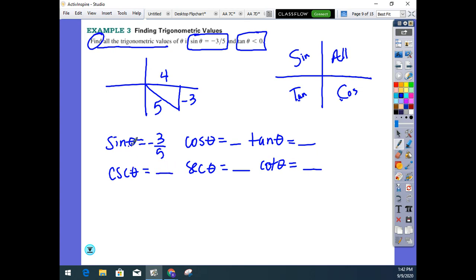So if these two are reciprocals, that means their answers are reciprocals. Cosine is x over r. Its reciprocal right underneath is 5 over 4. Tangent, y over x. Cotangent, flip it, x over y. So if you set all 6 up, sine, cosine, tangent, and put the reciprocals underneath, cosecant, secant, cotangent, just find the 3 basic ones and flip it for the reciprocals.